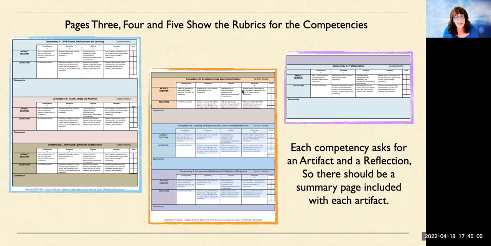So each competency asks for an artifact and a reflection. There should be a summary page included with each artifact. Your reflection should talk about why you chose this artifact, what you did, why it's important, and how it goes along with teaching in the classroom.